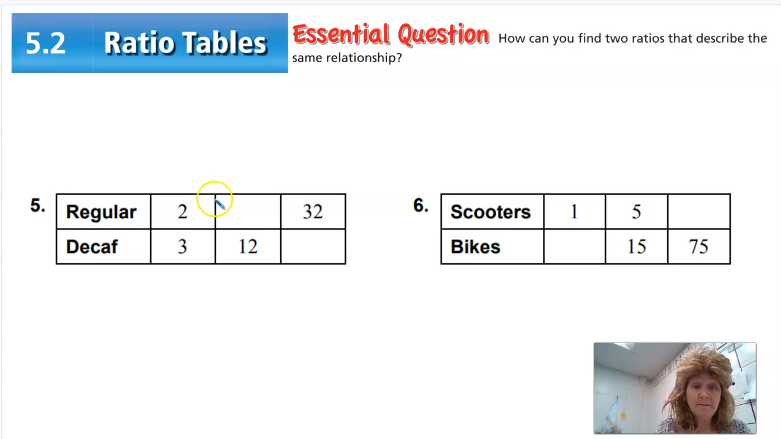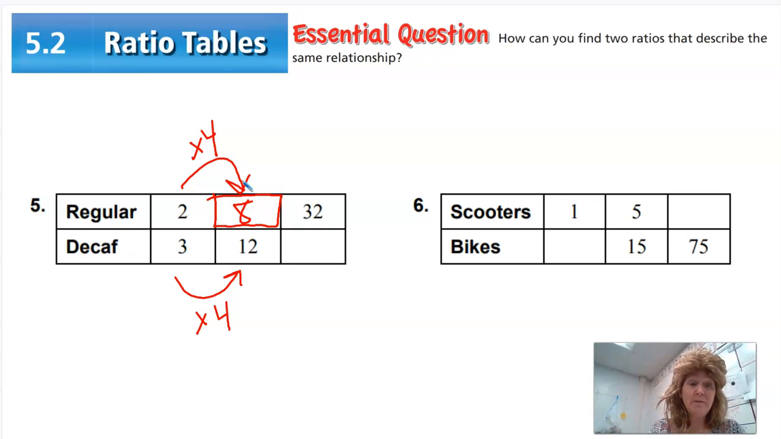All right, next. I've got a ratio of regular to decaf. I prefer 1/3 instead of 2/3, so I do 1/3 regular. Here we go. I'm swooping toward the missing number. 3 times 4 is 12. 2 times 4 is 8. So if you're going to make 2 parts regular to 3 parts decaf, if you're going to multiply it by 4, you would have 8 parts to 12 parts.